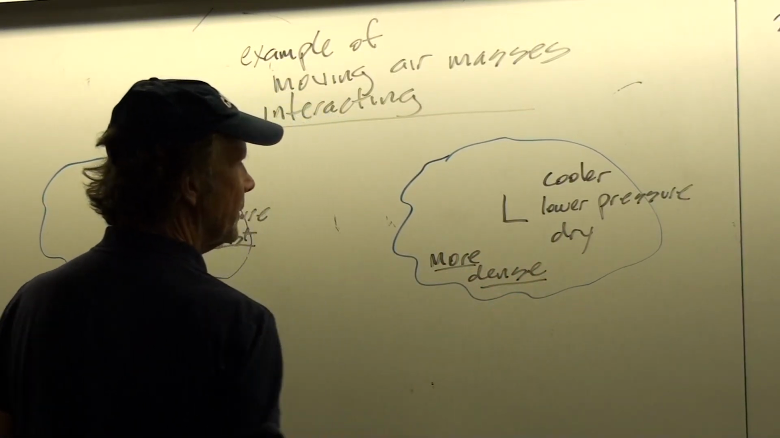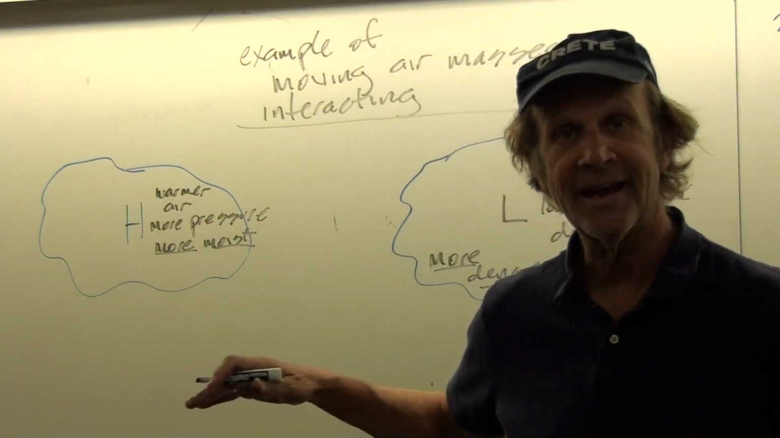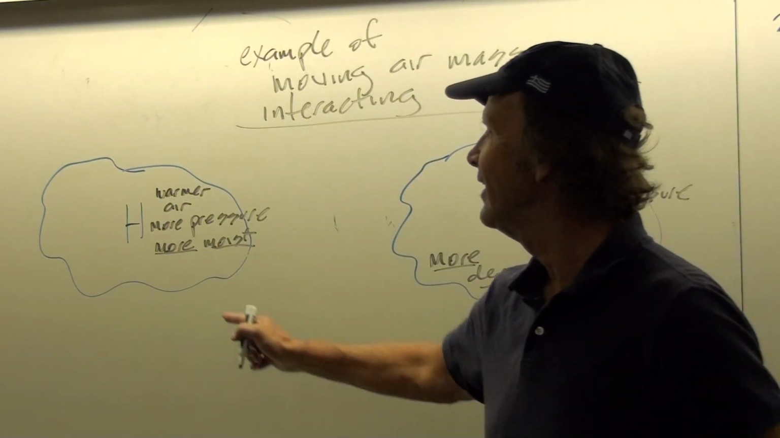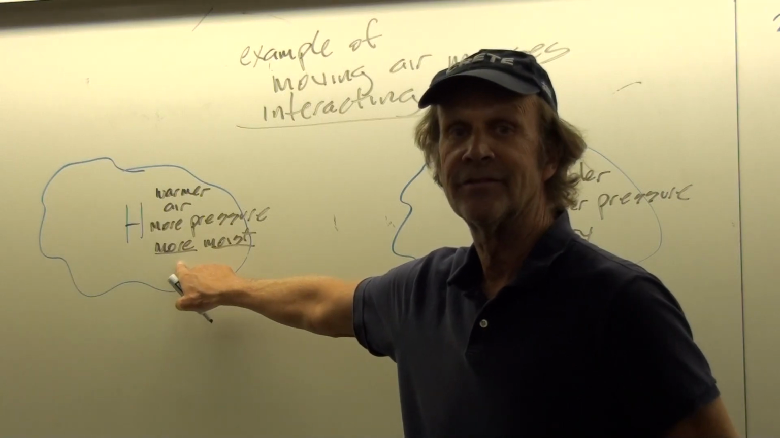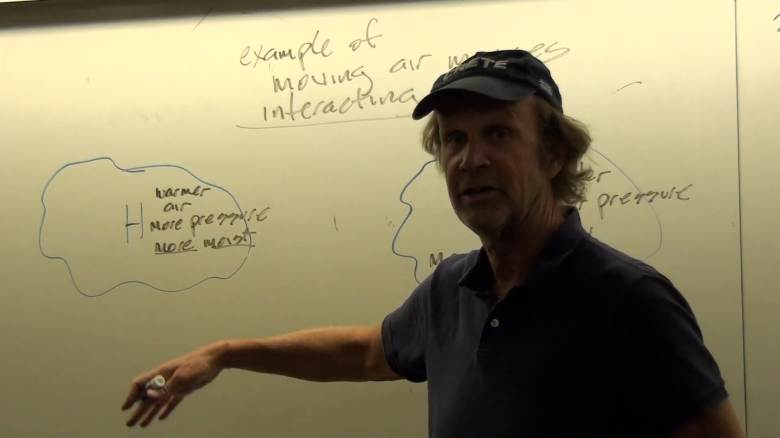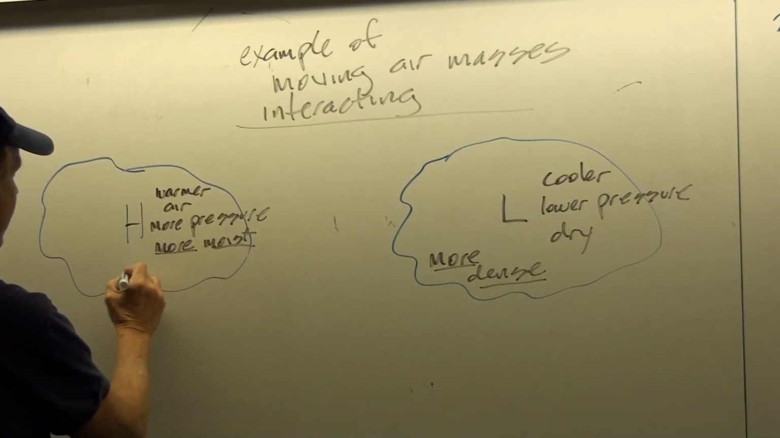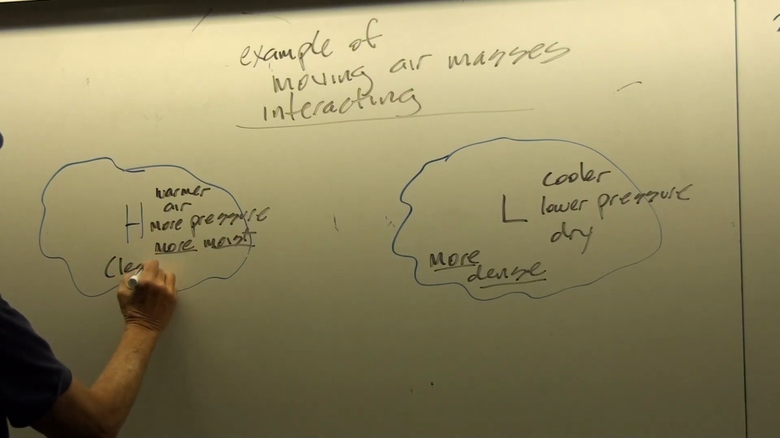What does this mean? It means that when the high pressure region comes in contact with the low pressure region, the high pressure region is going to tend to float. It's going to go up because it's like a sponge floating on water. And so typically warmer air tends to be less dense.